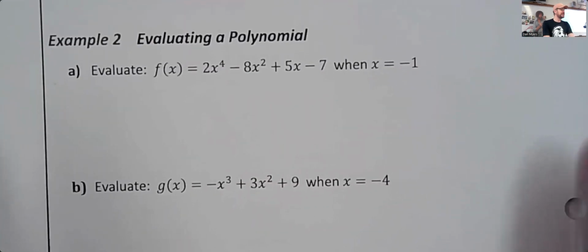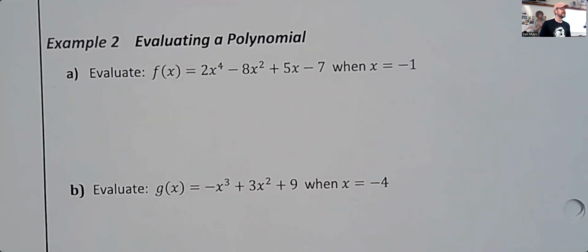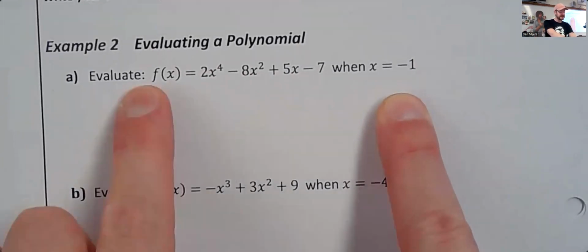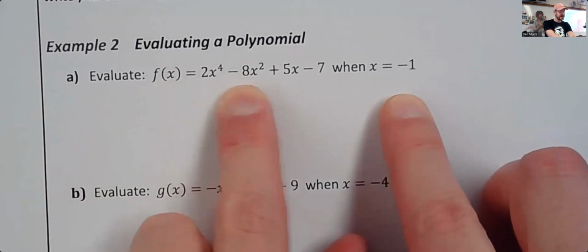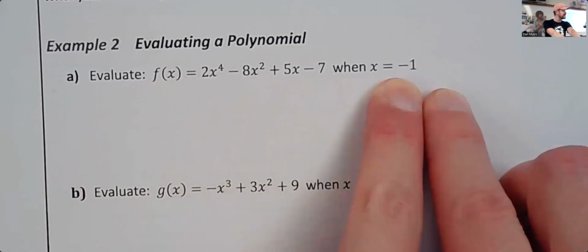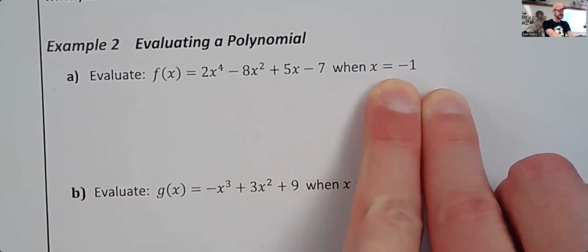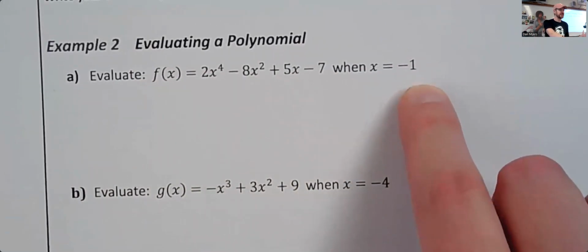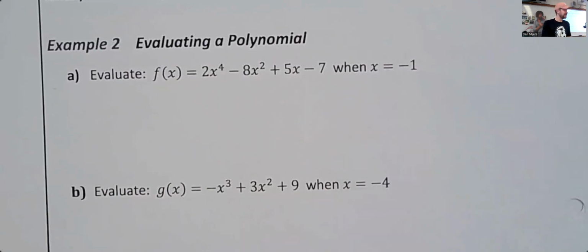Now, here's something that should be pretty darn simple because you don't actually need to do the math. You just need to type it into your calculator correctly. And that calculator could be the graphing or the scientific. Either way, it doesn't matter. Evaluate f of x equals 2x to the fourth minus 8x squared plus 5x minus 7 when x equals -1. Basically, everywhere you see x, put a -1 in. That's it. It's just like finding a point on a graph. Actually, not like. It is finding a point on a graph.